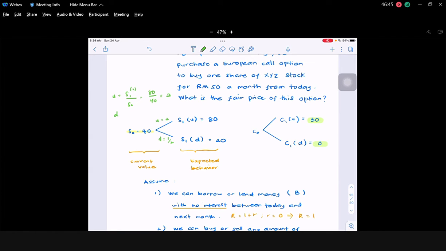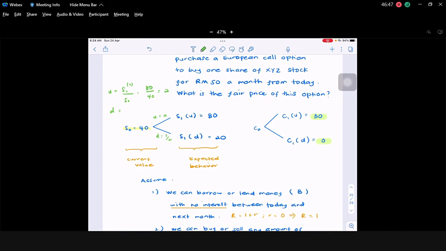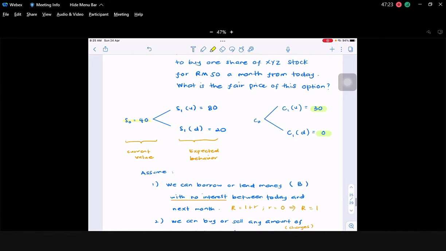So likewise for D, we can determine 20 over 40, we will get 1/2. So based on this information, upstate increases double, double of the current price, and for downstate decreases half from the current price. So we can determine the binomial model as follows.